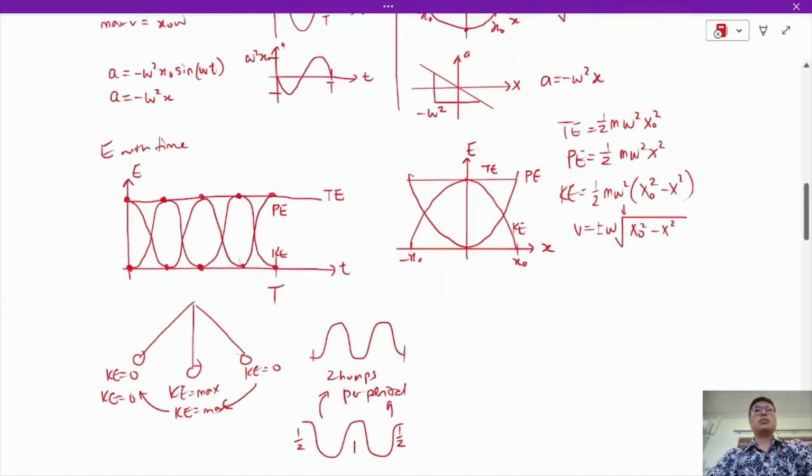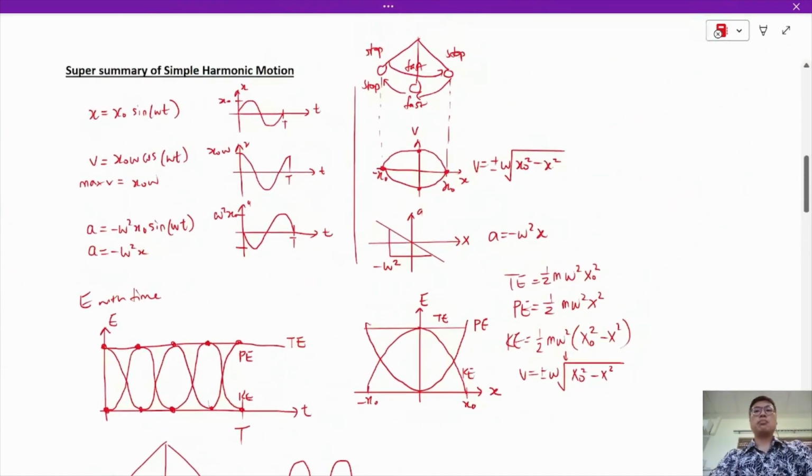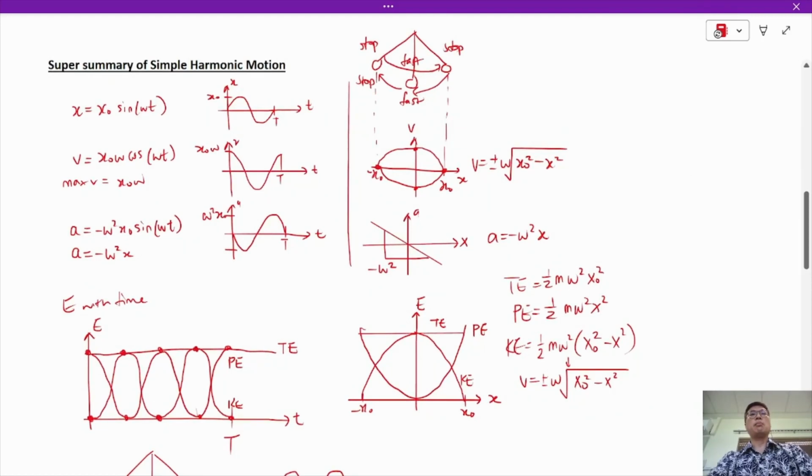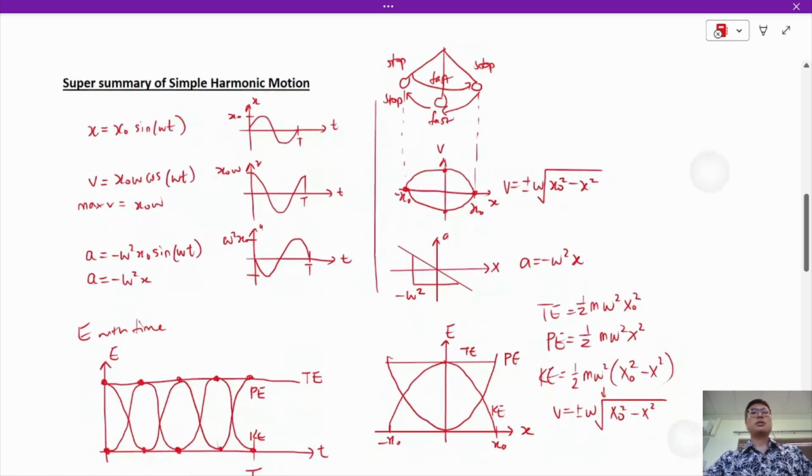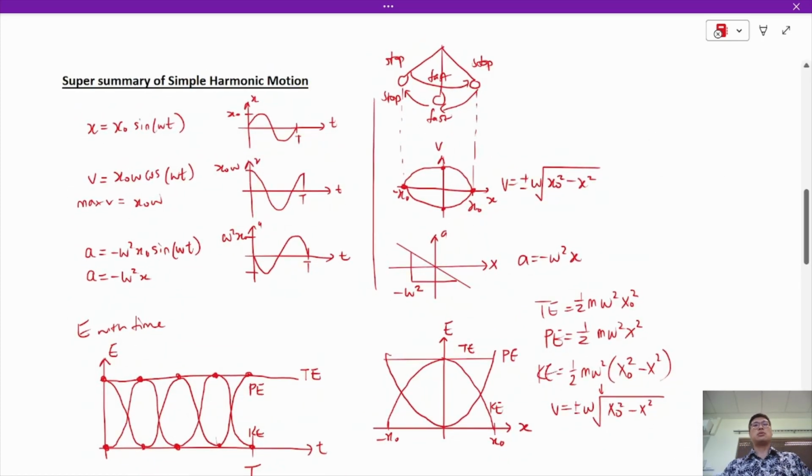So this actually brings us to the end of simple harmonic motion. I promised simple harmonic motion in 30 minutes, and that is what I delivered. Those of you who need a screenshot, this is the screenshot to grab.